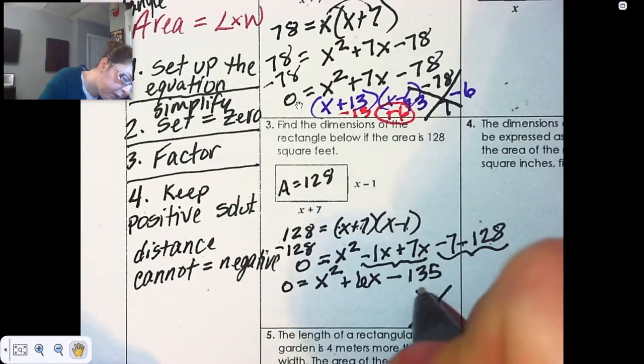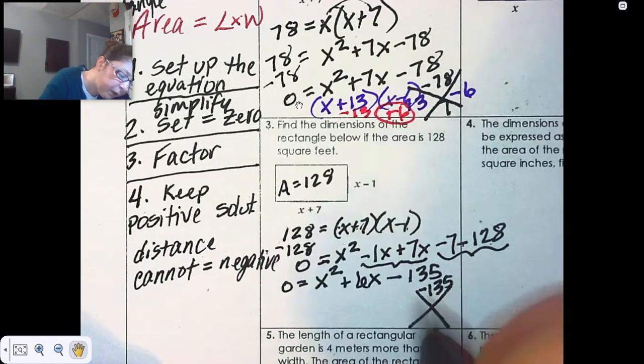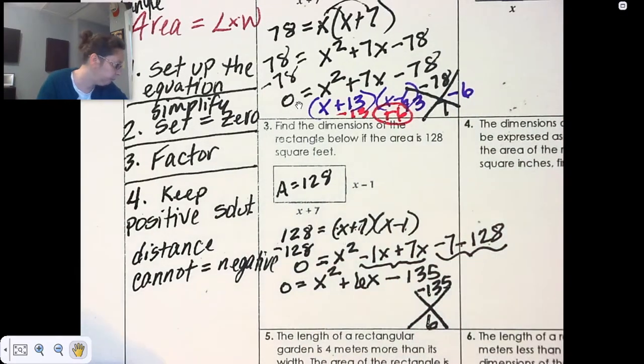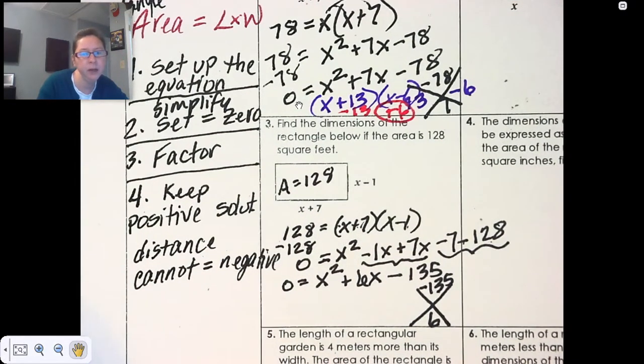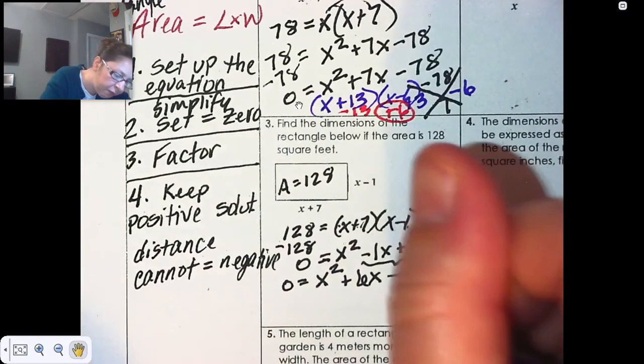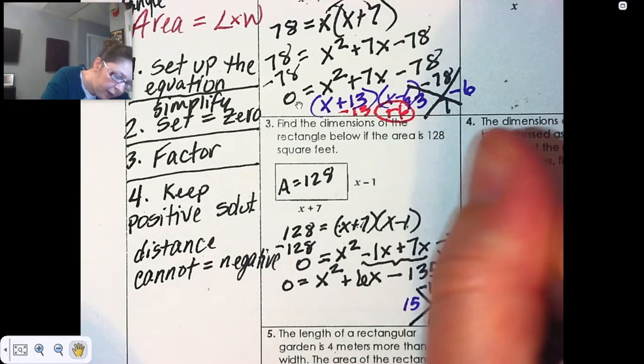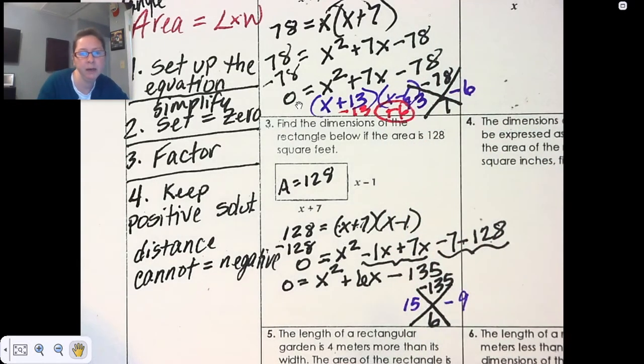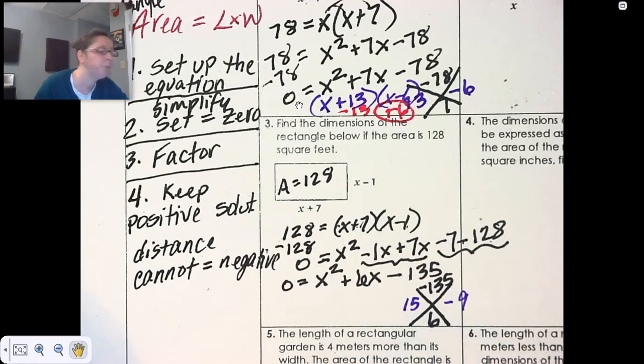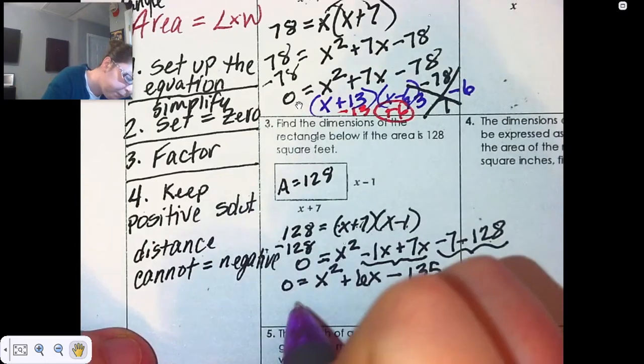So the negative 135 goes in the top, 6 goes in the bottom, and then let me switch to purple for my solution. So you can use a calculator to play around with this if you want to. I came up with 15 and negative 9. 15 minus 9 is 6, and it's positive. 15 times negative 9 will equal the 135. All right, now I'm going to set up my factors.